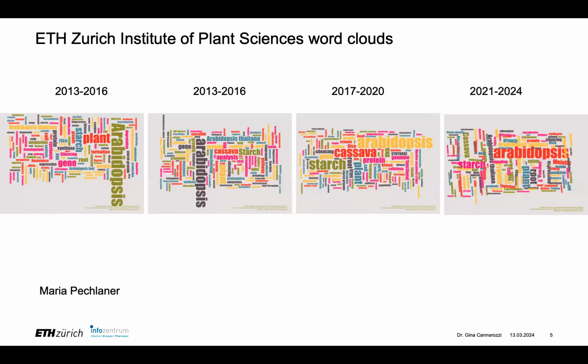Another thing you can do with word clouds is look at the development of something across time. This is another word cloud for the ETH Zurich Institute of Plant Sciences. And what always strikes me about the Institute of Plant Sciences is how important Arabidopsis is as a model organism. So you can see Arabidopsis is always seen prominently in these word clouds, and you can see some of the research topics. For example, cassava was a research topic of Professor Willie Gruesome. He retired in 22, and the influence of cassava is smaller in the word clouds. So this is a way to assess large bodies of texts over a long period of time.